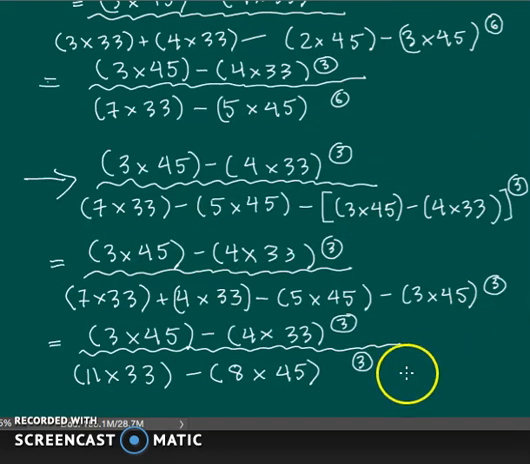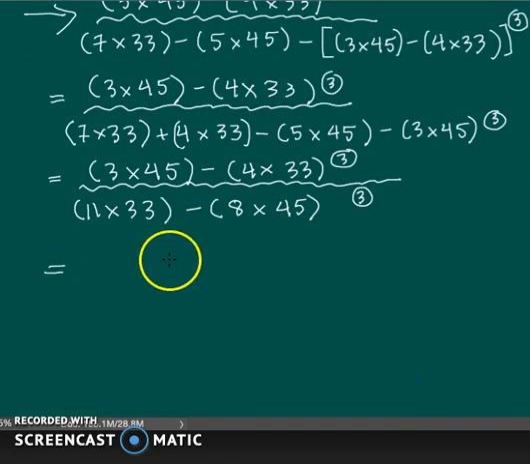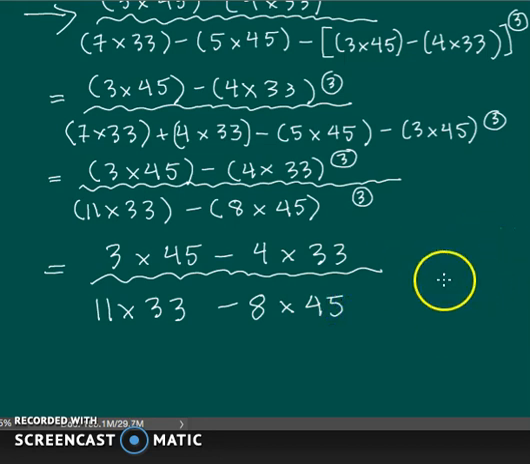All right, so hopefully you got to the point where you've got 3 on the top and 3 on the bottom, even though they both look much more complicated than that. Let's rewrite this without brackets, because we can. So I'm just going to write 3 times 45 minus 4 times 33 on the top. And on the bottom we have 11 times 33 minus 8 times 45. Now let's observe this.